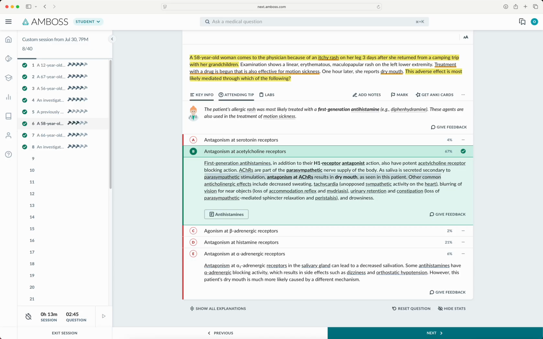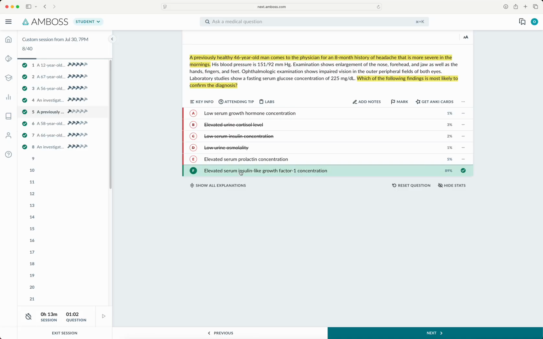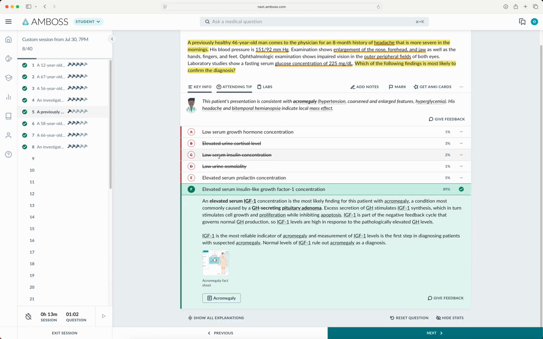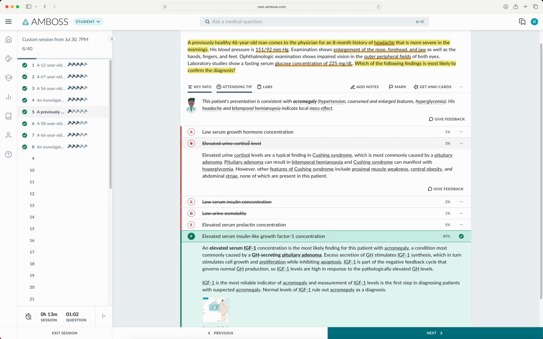Then you go to this one. Now tell me about this one. So elevated serum insulin-like growth factor 1 concentration is caused by elevated growth hormone, which is diagnostic of acromegaly. Boom, acromegaly. Next one. Now tell me about this one. Elevated urine cortisol. It's Cushing syndrome.